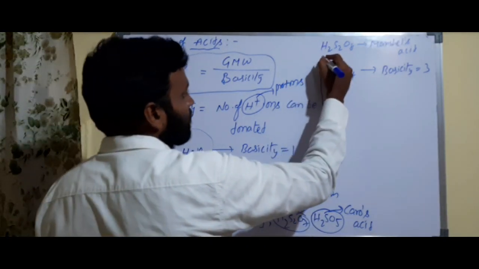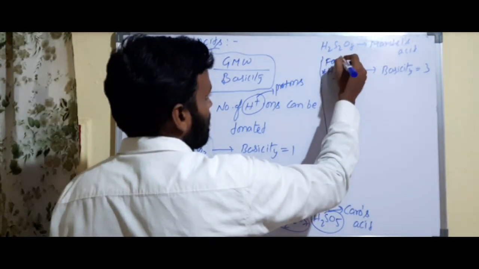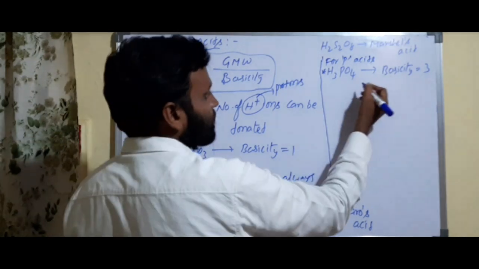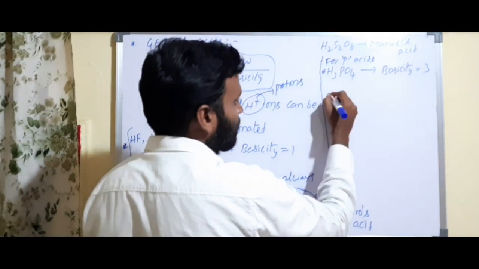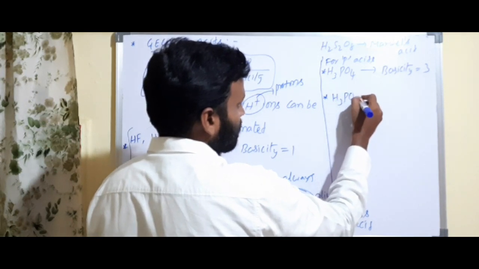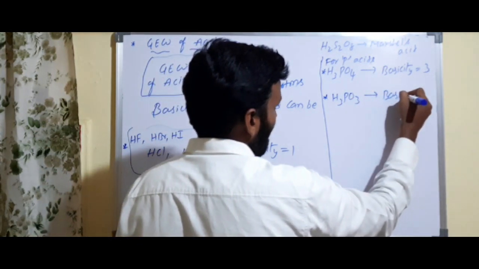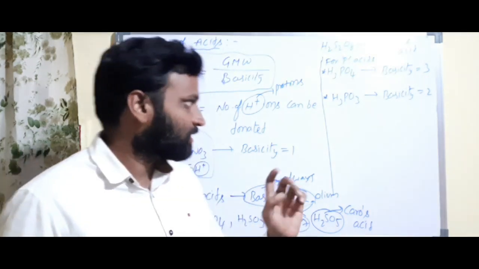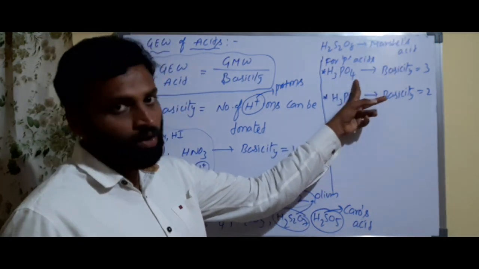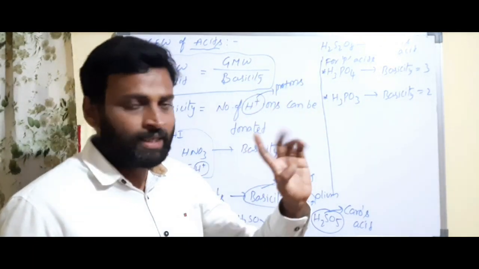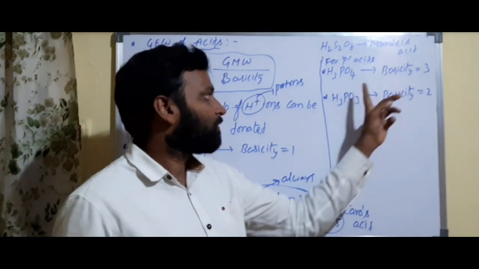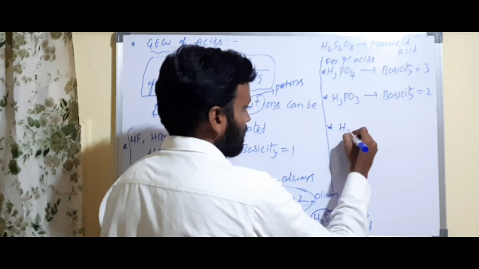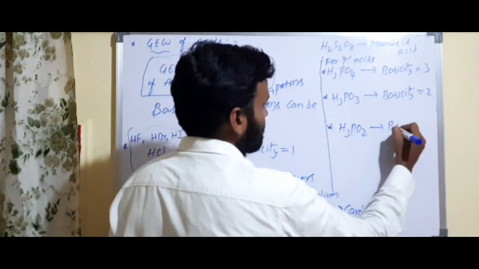For phosphorus acids, you must know all these things. The basicity is 3 for H3PO4, but for H3PO3 the basicity is 2. I'll explain why in our further classes, don't worry. The maximum is 4 oxygens for phosphorus, so H3PO4 basicity is 3. When oxygen decreases, basicity decreases. Next, H3PO2 basicity is 1.